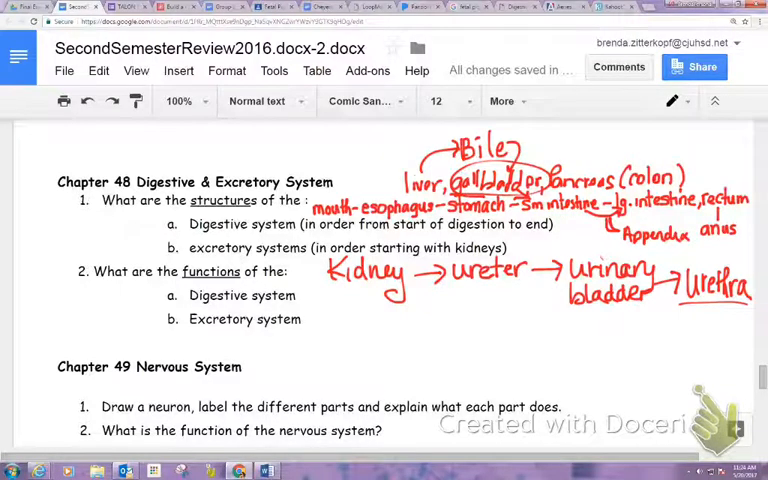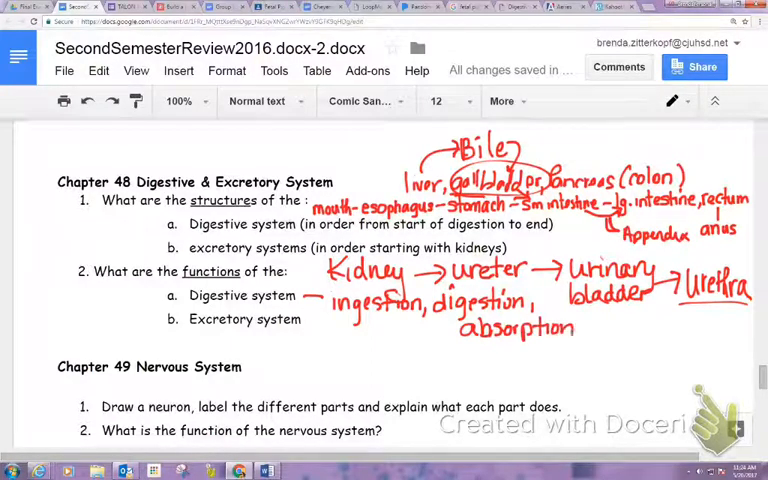Okay, so the functions of the digestive system, that should be pretty straightforward to you guys. It's going to be ingestion, so taking food in. Digestion, which is the breaking down of food, and then absorption. Getting the food into your bloodstream.